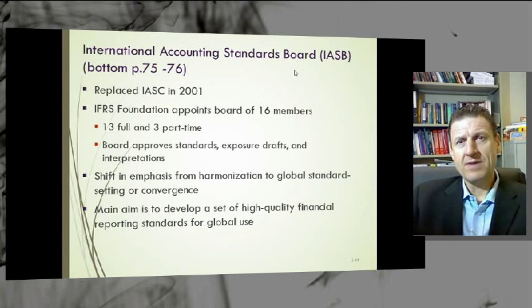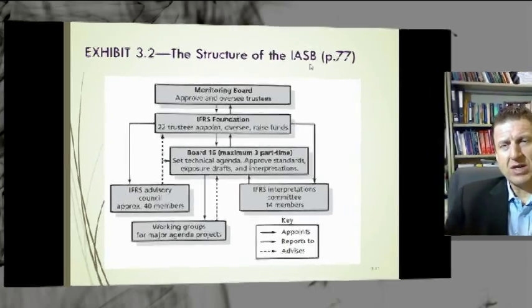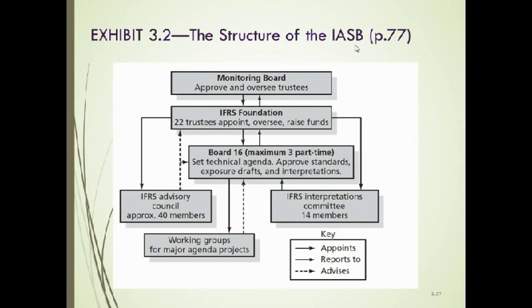The main aim of the International Accounting Standards Board was to develop a set of high-quality financial reporting standards for global use. And here's the structure of the International Accounting Standards Board. There was a monitoring board, there's the IFRS Foundation. The board, as I mentioned, 16 people. There was an IFRS Advisory Council, and there's an Interpretations Committee down below, and then we have various working groups down here. And so there's the different reporting and advisory linkages between the different groups.